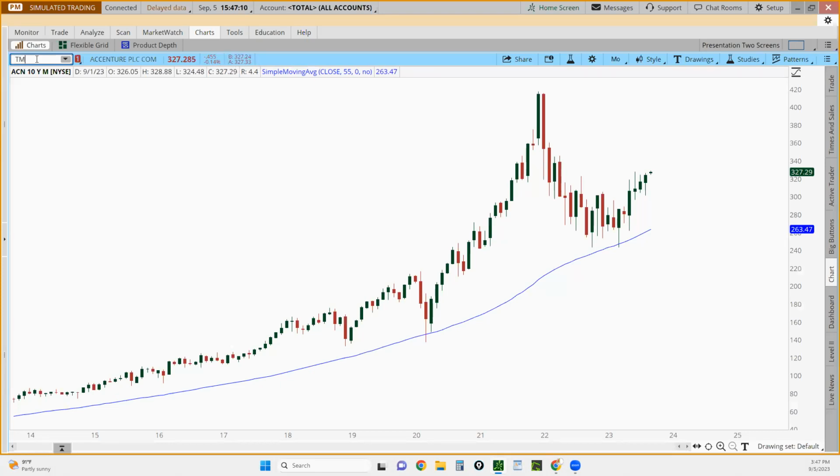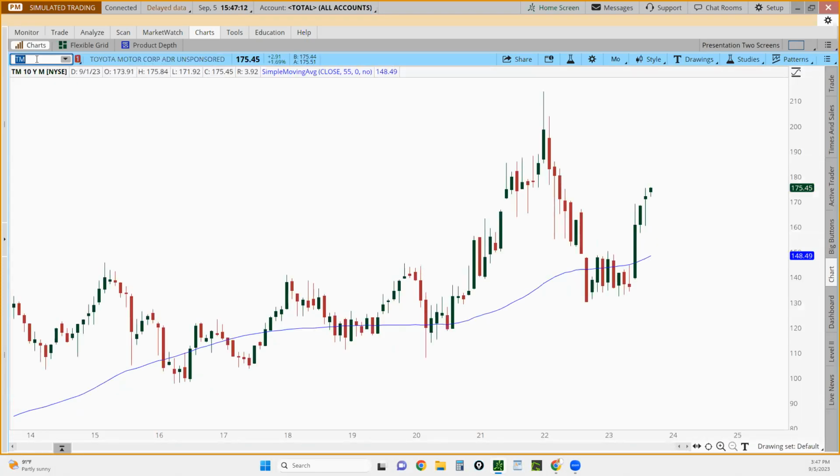Here's another stock, Toyota Motors. Now, here's one where it flirts with the bad neighborhood, but then what does it do? It comes out of that bad neighborhood.